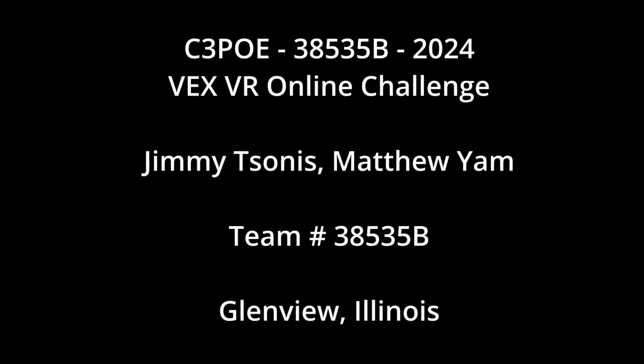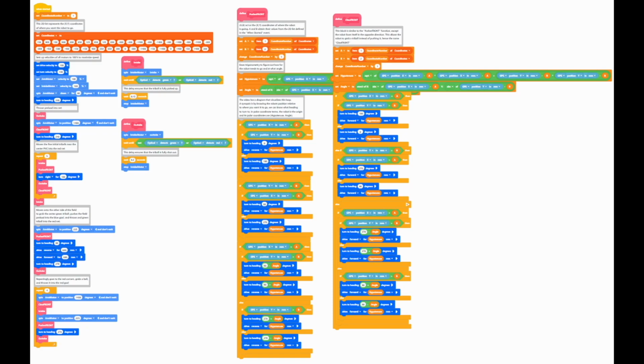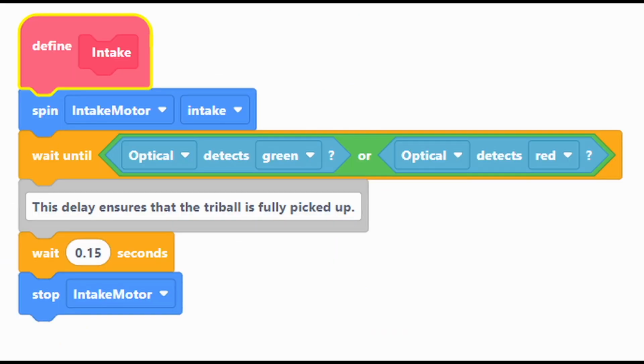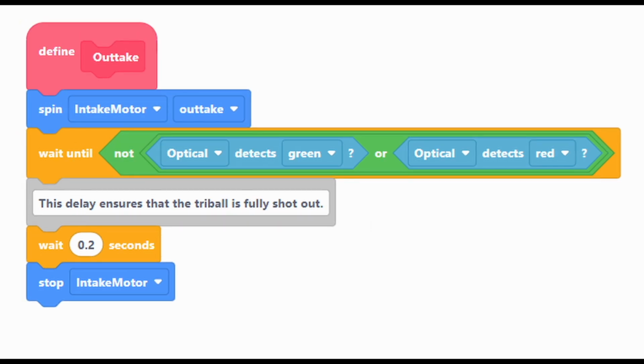Before running the code, it is imperative to know how it operates. The majority of the code is based on 4 created functions. The first 2 are quite simple, while the other 2 need more explanation. Intake spins the intake motor until the optical sensor at the base of the claw detects a tri-ball. Outtake spins the outtake motor until the optical sensor at the base of the claw loses detection of a tri-ball.